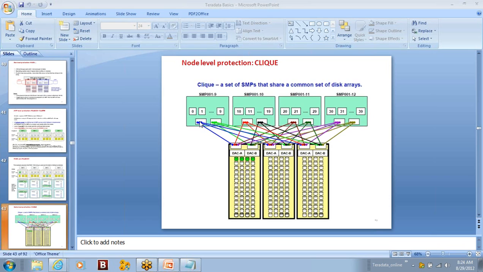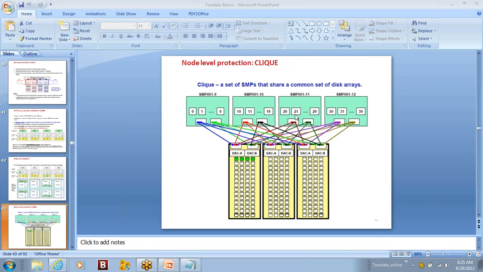If you observe, each and every node has a redundant connection with all the memory. Here we have BYNET 0 and BYNET 1, blue and green, and each has connectivity with all the memory. If you see SMP001, we have red lines and black lines, BYNET 0 and BYNET 1. With this, it has connectivity to all the memory of the system. Similarly SMP1, SMP11 and SMP12. All the nodes are sharing a common pool of memory here. This arrangement, where a group of nodes share a common pool of memory with these redundant BYNETs, is called a clique.